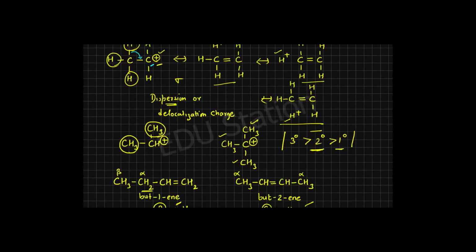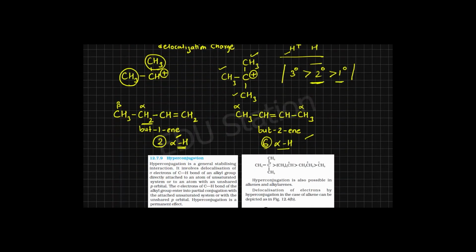So, if I give you one more alkene which looks like this, CH3, C, CH3, double bond CH, CH3. This is 2-methylbut-2-ene. Now, where do you place this one in stability? This will be less stable or more stable than but-2-ene? Just think about it. Your answer has to be more stable.